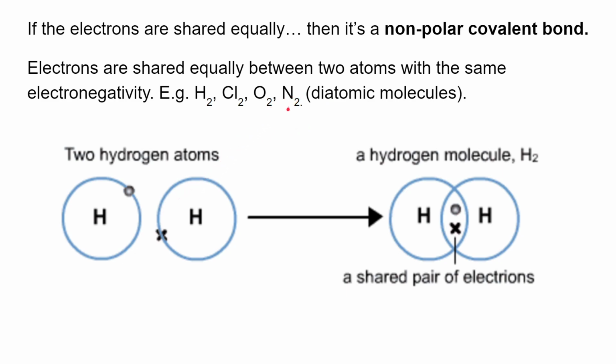Basically, molecules that have the same atom, so for example, two hydrogen atoms, they're sharing their electrons. Each of them has one electron. They're sharing them to have a full outer shell to make H2. They've got the same electronegativity value. The electrons are shared equally between them to make a nonpolar bond.